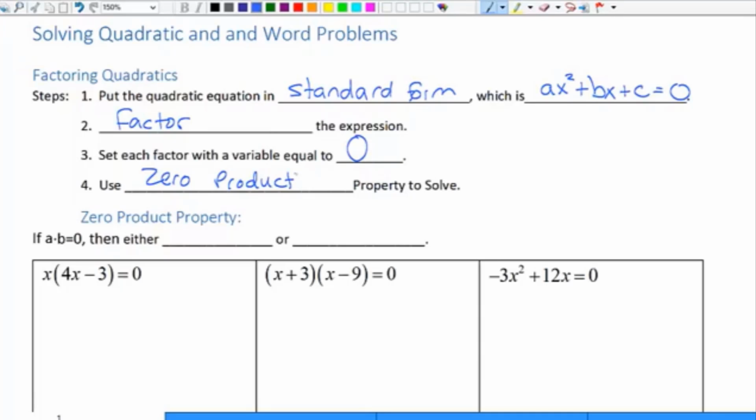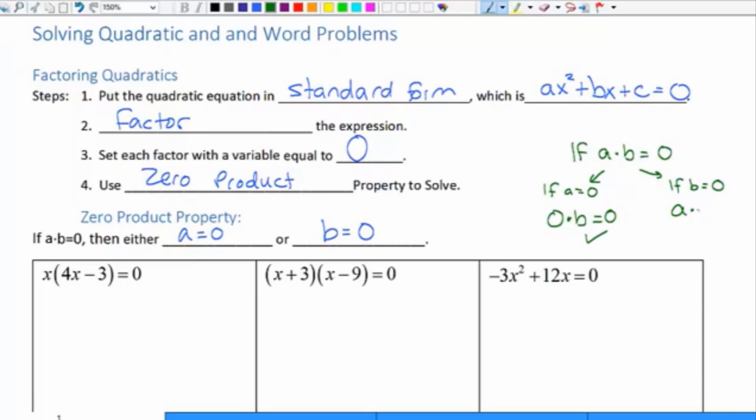Now the zero product property says if a times b equals 0, then either a equals 0 or b equals 0. So let's look at this a little bit further. If a times b equals 0, what would happen if a equals 0? Well, if a is 0, we have 0 times b, and 0 times any number is still 0, so it works. If a is some number but b is 0, a, whatever the number it is, times 0 will still be 0. So if a is 0, then that makes the whole thing 0. Or if b is 0, then the whole thing's 0.